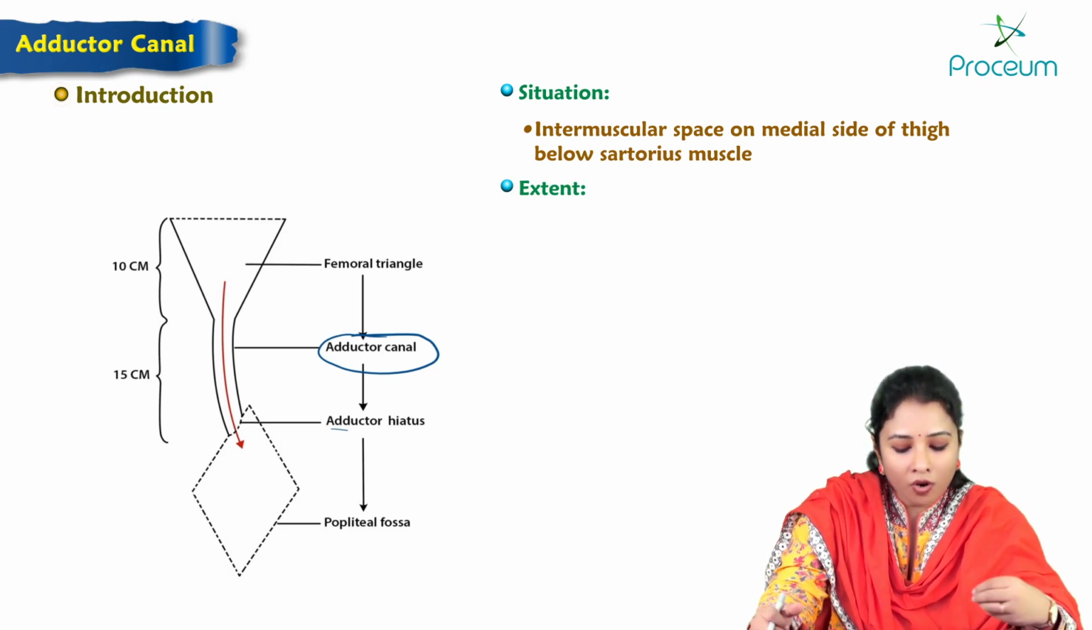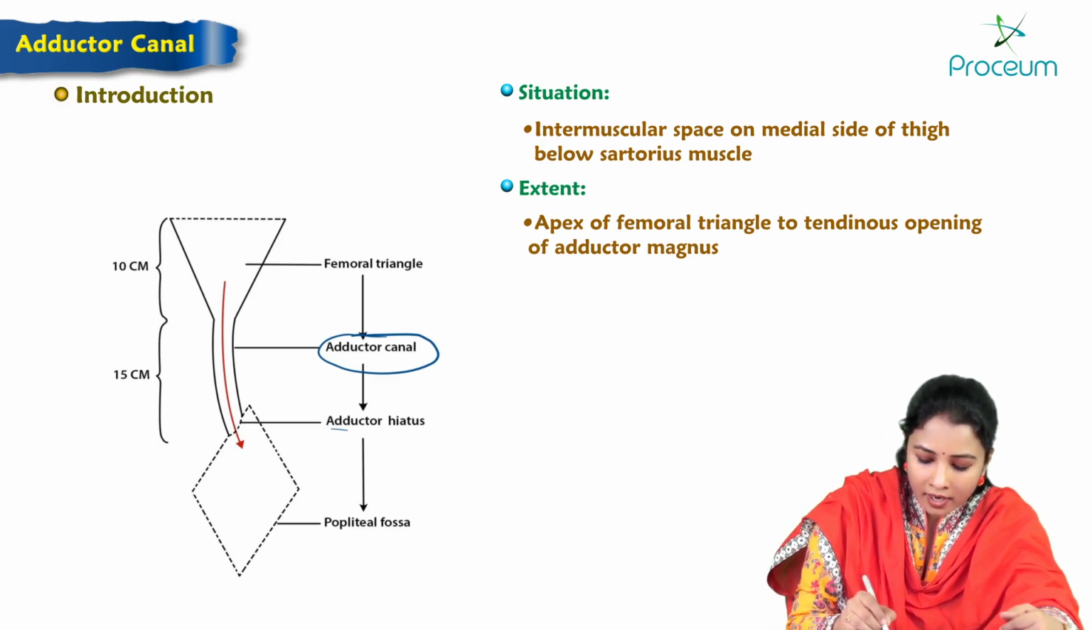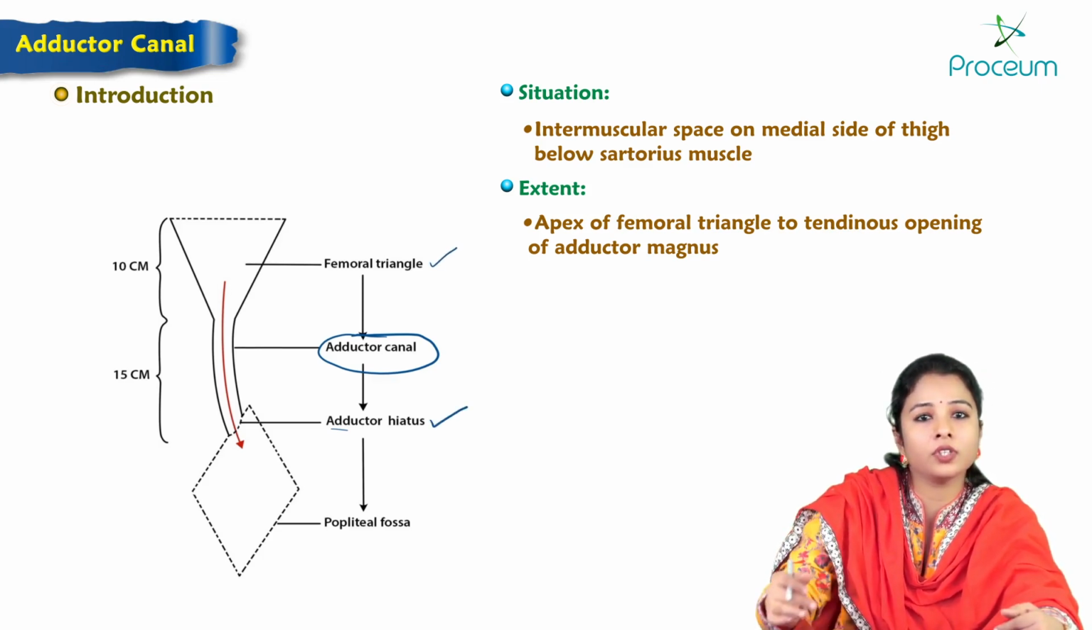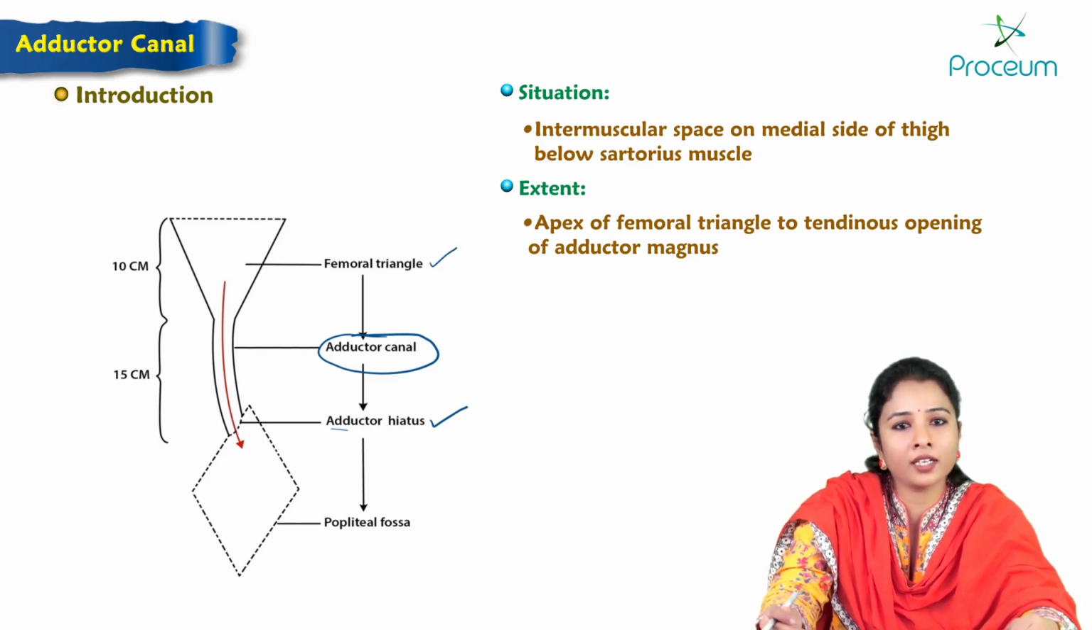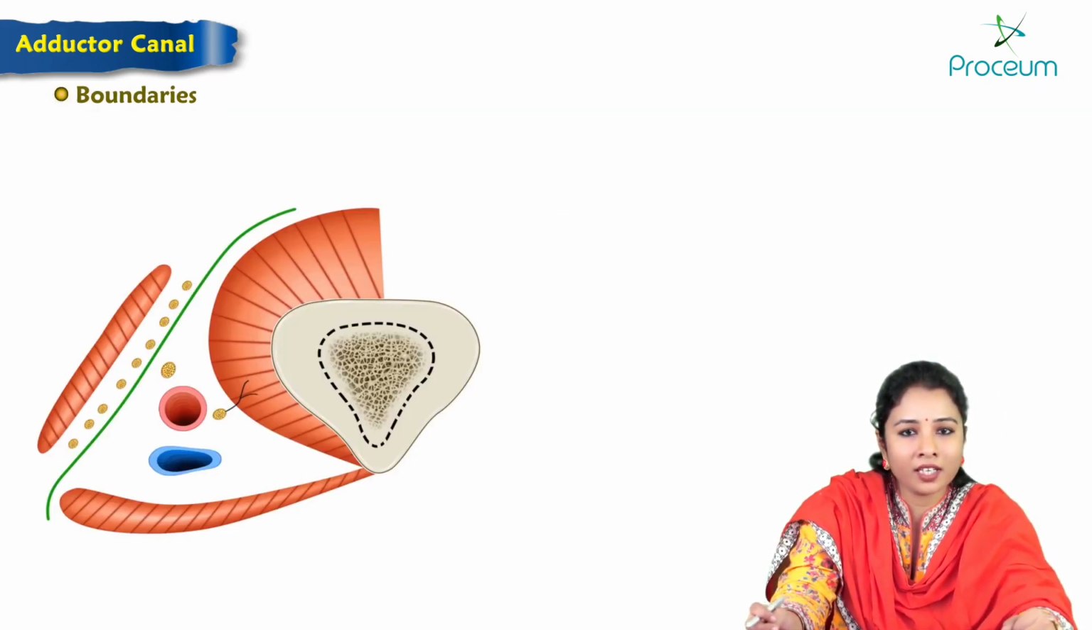The extent of the adductor canal: it extends from the apex of the femoral triangle to the tendinous opening of adductor magnus, which is called the adductor hiatus. So that is about the extent of the adductor canal. Let's see the boundaries of the adductor canal.